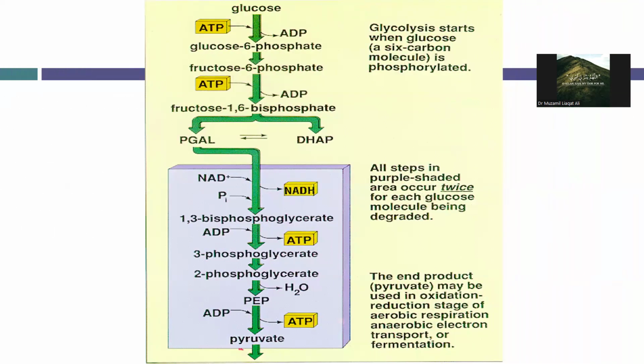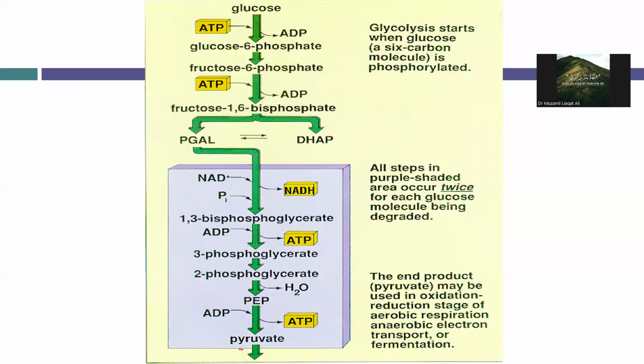So, what about the regulatory enzymes for glycolysis? There are 3 in number, right? The flux through glycolysis is controlled at 3 irreversible, rate-limiting steps catalyzed by hexokinase or glucokinase. The second one is phosphofructokinase 1, the most important control point. And the third one is pyruvate kinase.